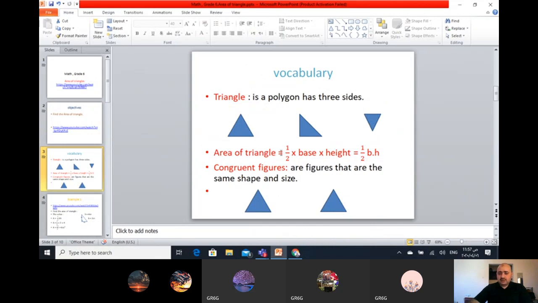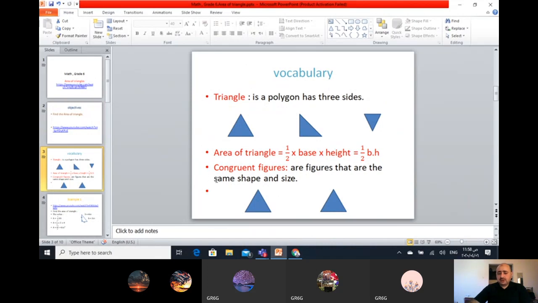The formula is 1 over 2 multiplied by the base. This is the base. Multiply by the height, and this is the height. So the symbol of this area is 1 over 2 b times h. B means base and h means height.